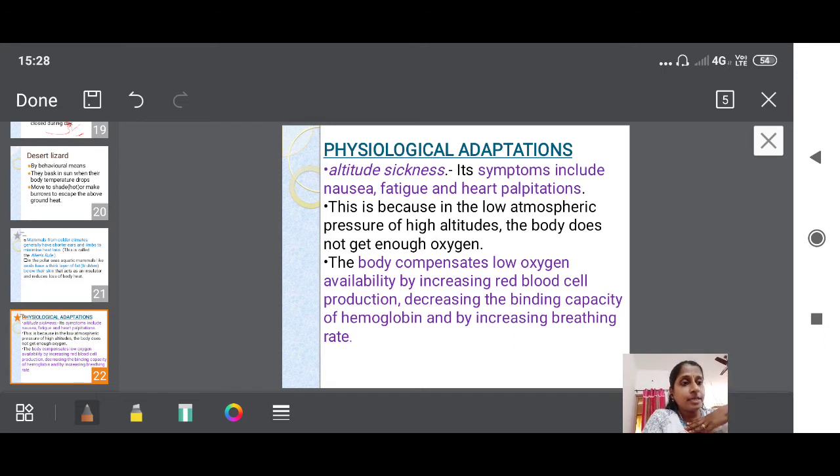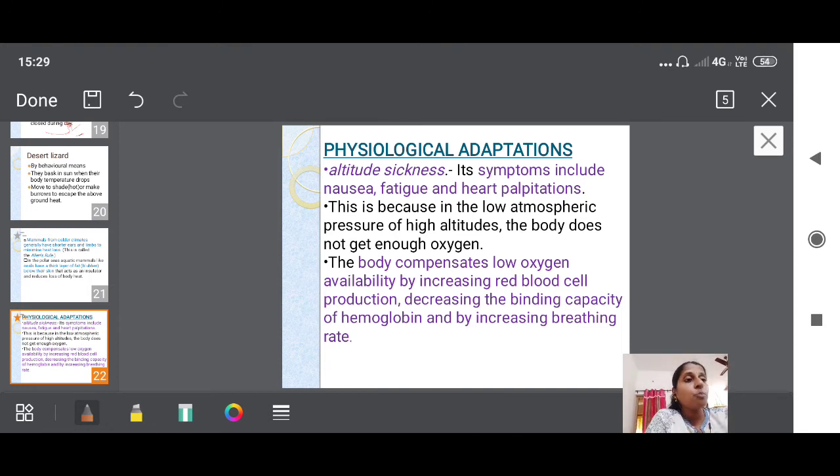For example, humans, when we go into higher altitudes, there the pressure is very less, oxygen availability is very less, and most of us suffer from a condition which we call what? Altitude sickness. What is the condition called? Altitude sickness. Its symptoms include nausea, fatigue, tiredness, heart palpitation, means the heart will be beating very hard, very fast, some sounds you cannot hear properly, skipping. So these are usually seen when you go to what? Higher altitudes. Okay, why? Because here the atmospheric pressure is very low, and the body does not get enough oxygen.